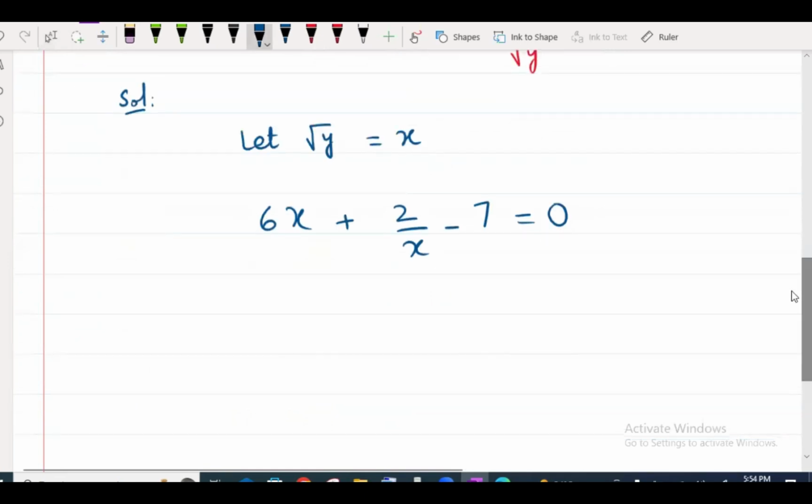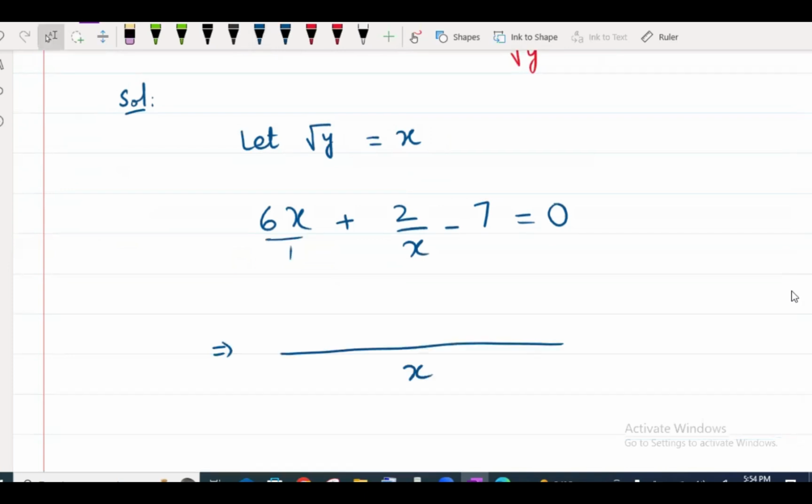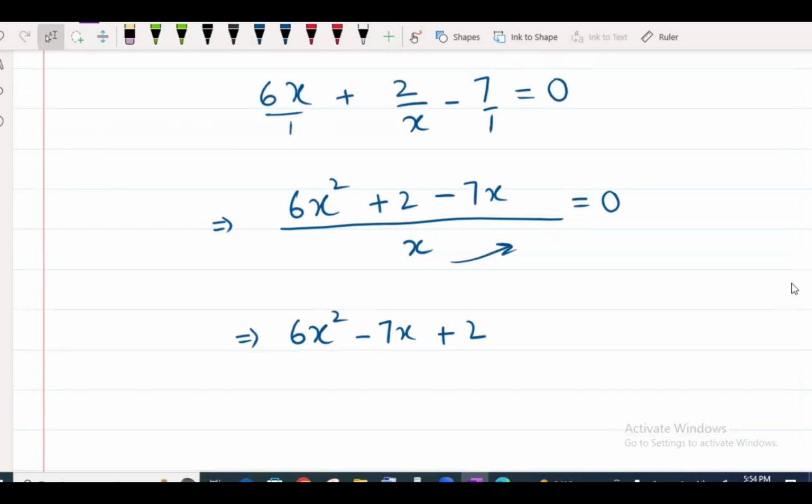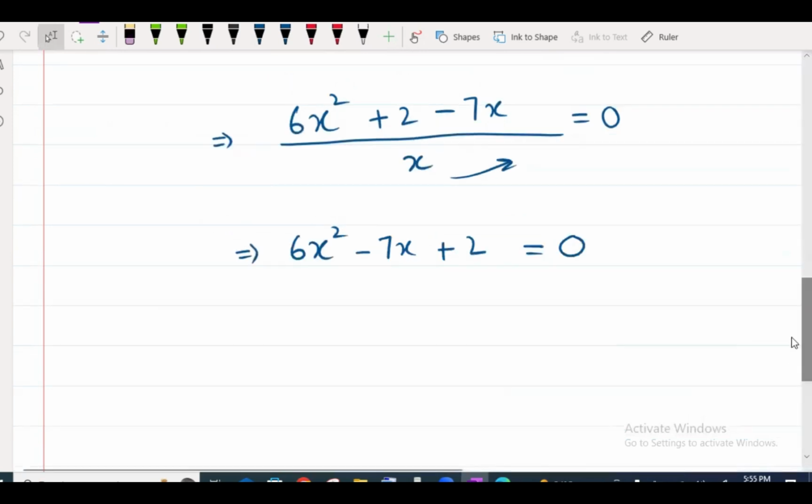Now, taking LCM, the LCM is x here. So we will get 6x square plus 2 minus 7x equals 0. Now we get a quadratic, 6x square minus 7x plus 2 equals 0. We shifted the denominator by multiplying by 0, and 0 multiplied by x is still 0.